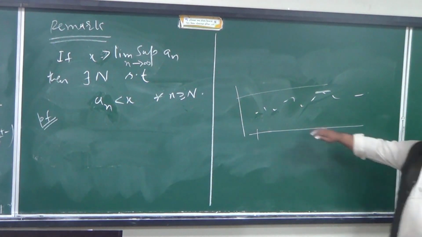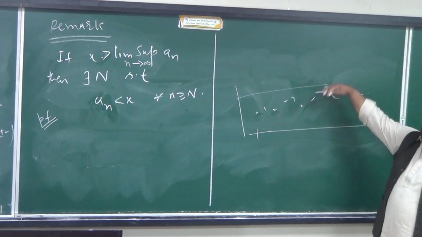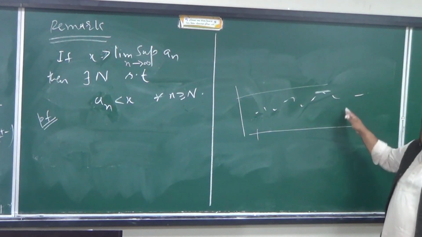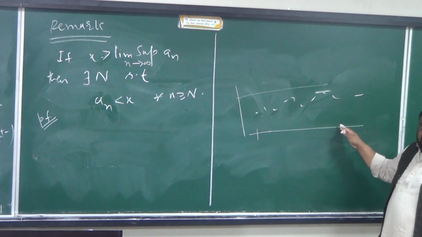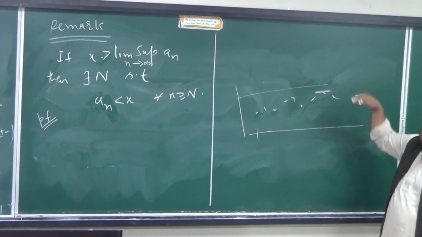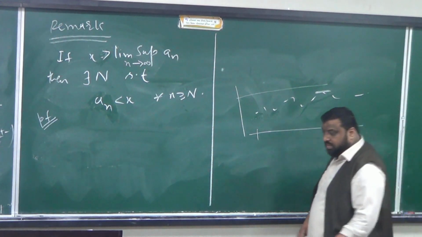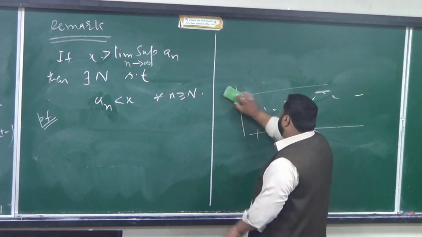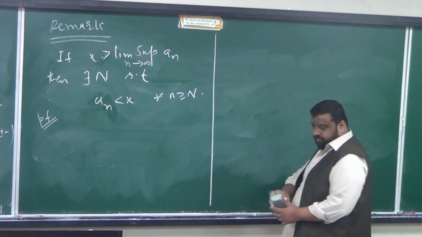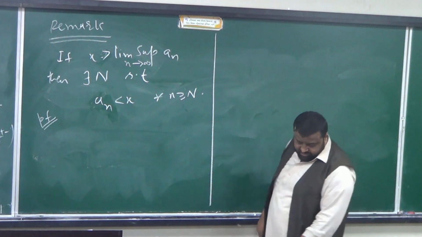That says that, okay, if you have the limsup and something bigger than limsup, then there must be some instant after which all terms of the sequence are going below that, okay? That's what we need to prove. How can we show it actually? What should be the strategy?